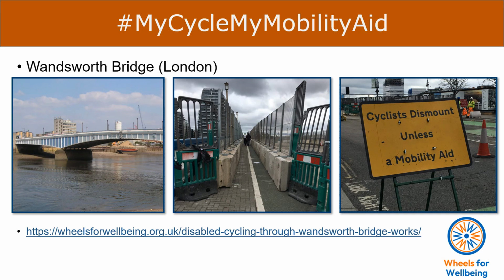They made a sign for the bridge so it's black writing on yellow that says cyclists dismount unless a mobility aid. We provided some resources for the security staff who would be monitoring the use of the bridge to make sure they understood that some people might need to remain on their cycles and how to approach them in a way that wasn't challenging people's right to move as disabled people.